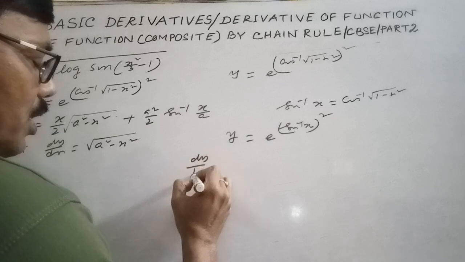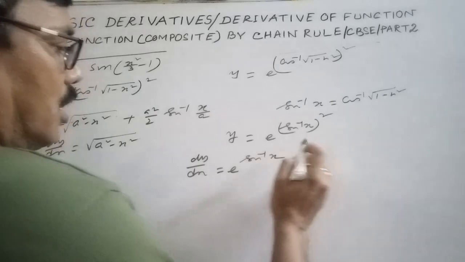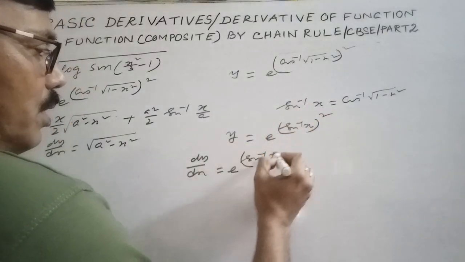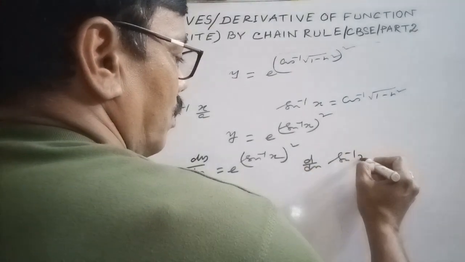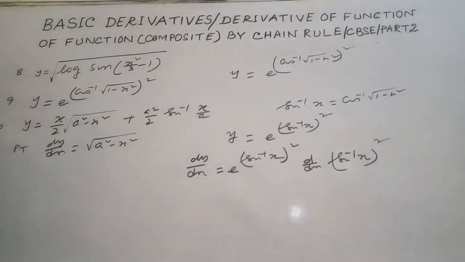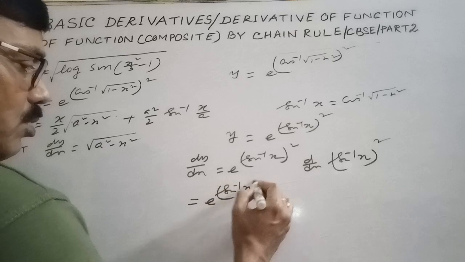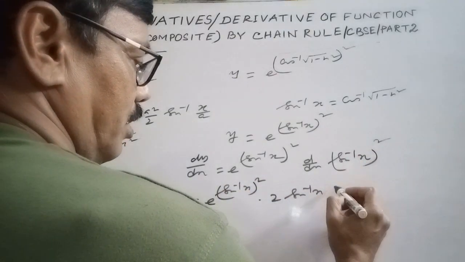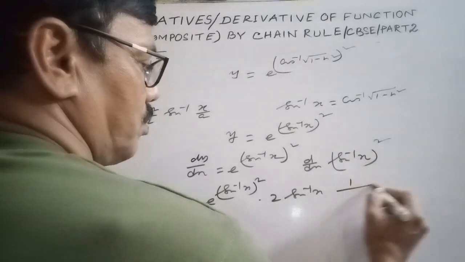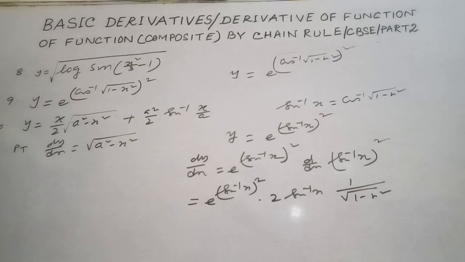So, what is dy/dx? The main function is e to the power of something. So, the derivative of e to the power x is e to the power x, and then d/dx of the argument. So, e to the power sin inverse x whole square, 2 sin inverse x, 2 comes forward, and then d/dx of sin inverse x is 1 over root over 1 minus x².